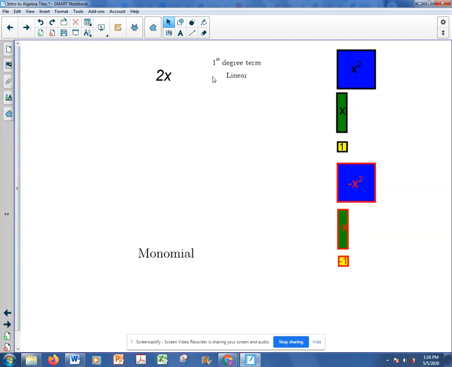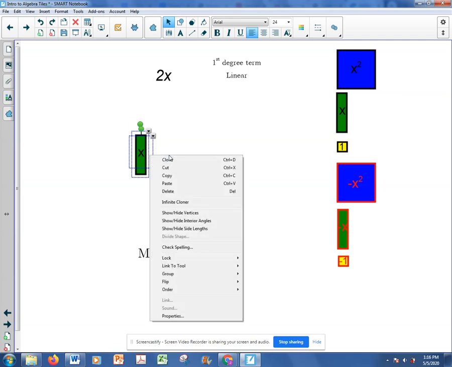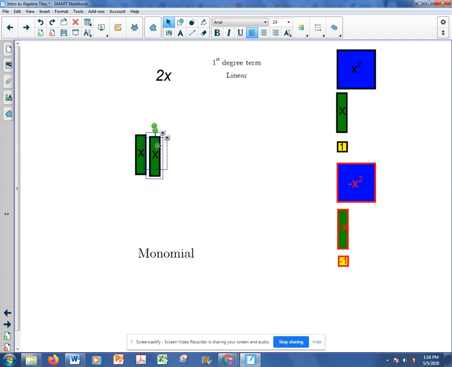Here's a first degree term because the biggest power I've got is x. I've got two x's, so I take two green rectangles. That's what 2x looks like. There's one, and two again. It's a monomial because we only use one type of tile. We only used one tile twice, so that still makes it a monomial. It's a first degree term. It's a monomial. All right.